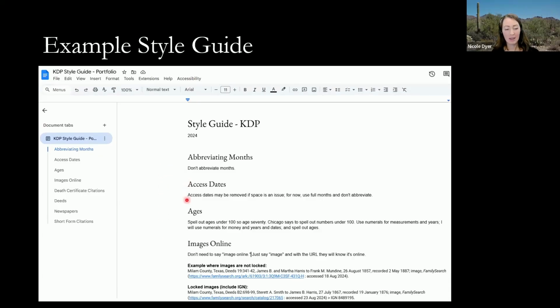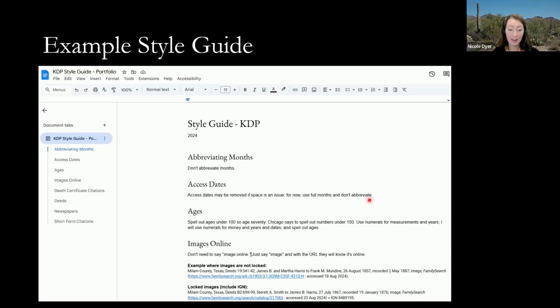Access dates, I decided that I would put them all in because I had created citations in my research log with all the access dates, but I decided that I would remove them if space was an issue. But for now, use full months and don't abbreviate. So for access dates, I would put 9 September 2025.